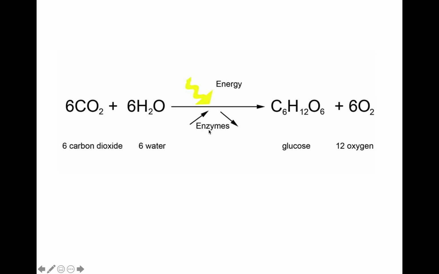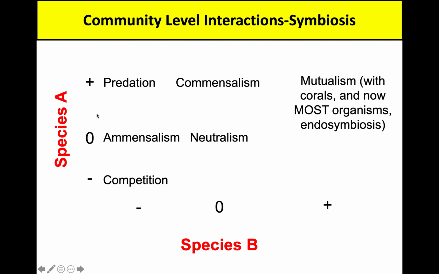Here's your basic photosynthesis equation. Notice the use of carbon dioxide in there. So I talked about this briefly, and we talk about community level interactions. Any type of interaction is known as a symbiotic relationship. And we divide them into these different types of categories.